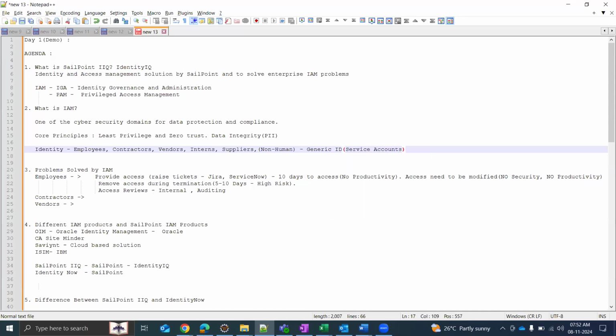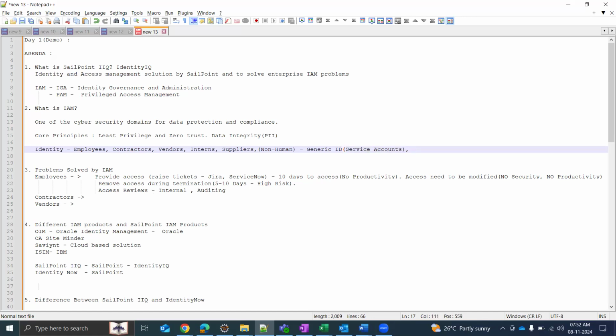Let's say you are doing an application to application integration. We may need some user ID, like a login ID and password, right? That login ID and password will be used in that system to system integration, so the human interactive login will not happen. Such identities are called service accounts.